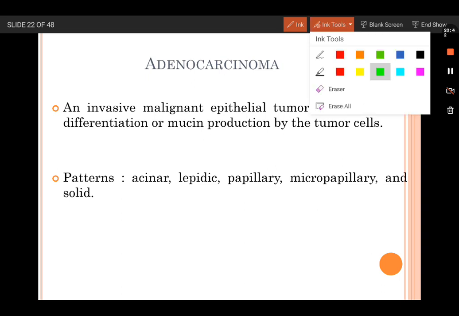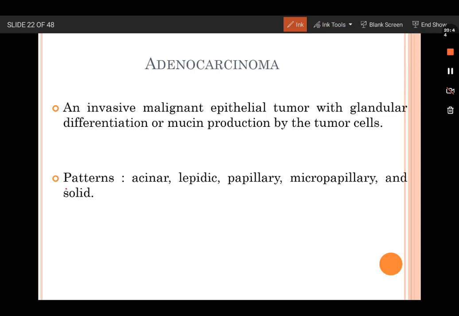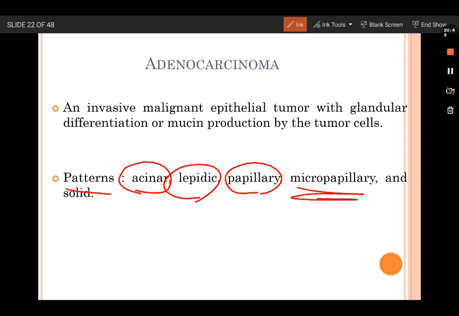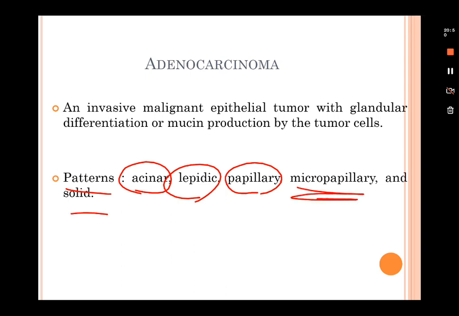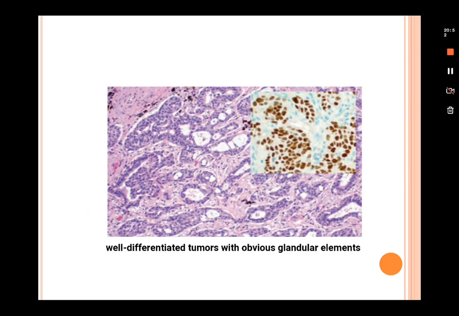It can have several patterns: acinar, lepidic, papillary, micropapillary, and solid. Now this is an acinar pattern. If you remember gastric adenocarcinoma, I told you how a gland looks on histology. So this is a central lumen. Glands are empty spaces, with walls surrounding the empty spaces. A gland is like a pouch, because secretions are in it.